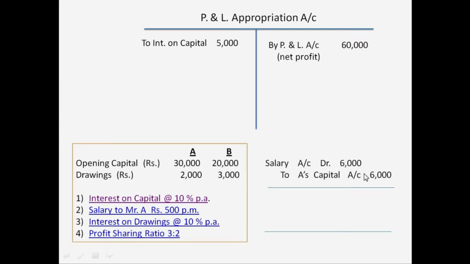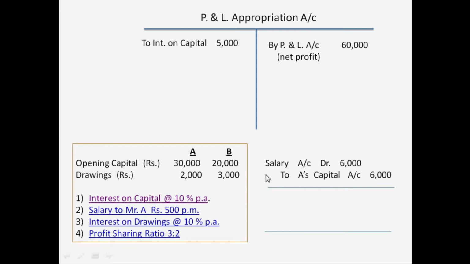Salary account debited 6,000 to A's capital account 6,000. Salary account is debited here as it is a loss to the firm, and A's capital account is credited here just to increase the balance of A's capital account with the amount of salary, as the firm is not paying this 6,000 to Mr. A right now, so the firm requires to increase the balance of A's capital account. That's why A's capital account is credited here.